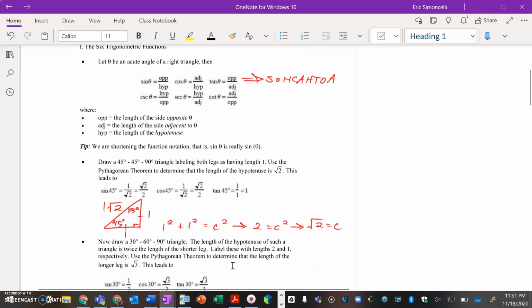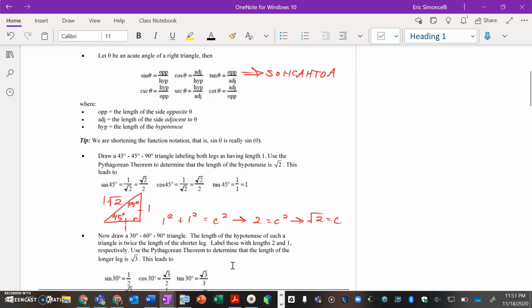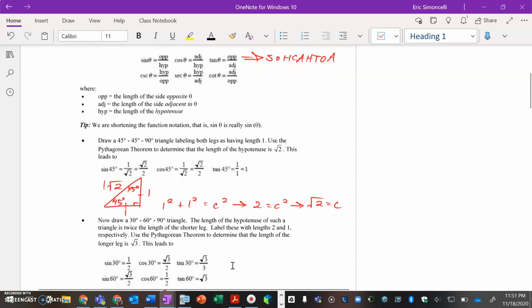Now let's take a look at a 30-60-90. Similar aspects will apply in context. These are all the respective ratios given those respective angles. The length of the hypotenuse of such a triangle is twice the length of the shorter leg. Label these with lengths 2 and 1 respectively. Use the Pythagorean theorem to determine that the length of the longer leg is the square root of 3.